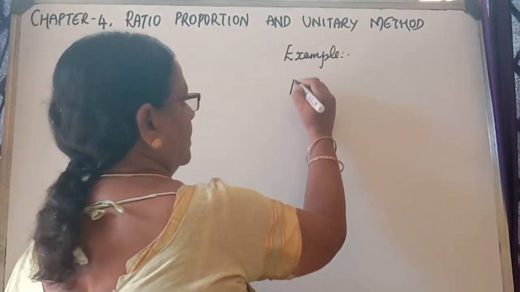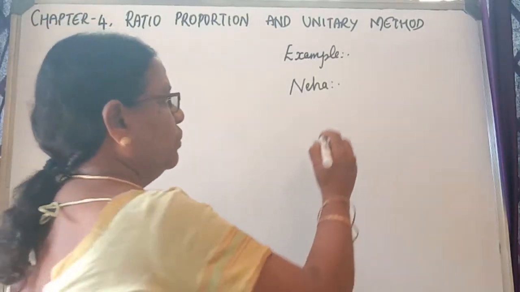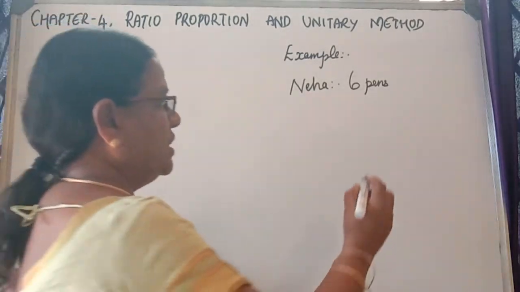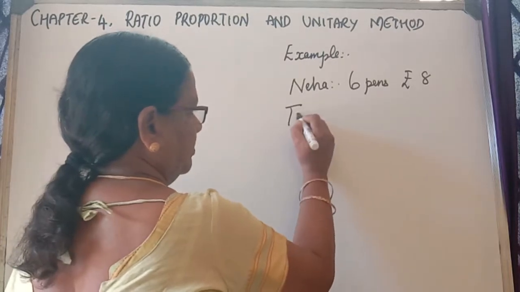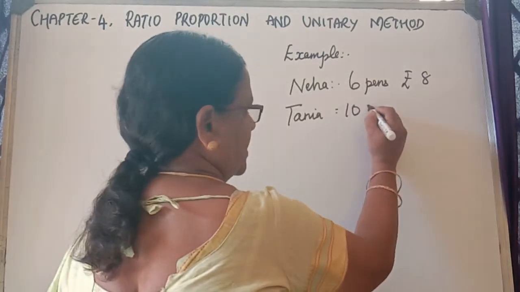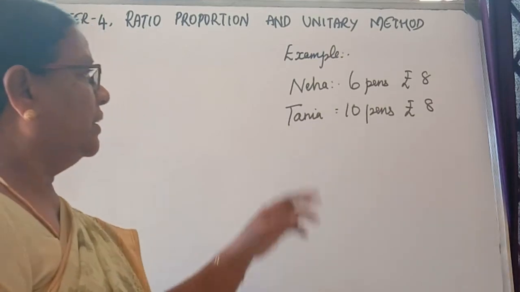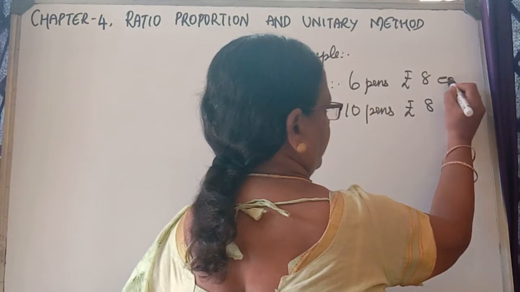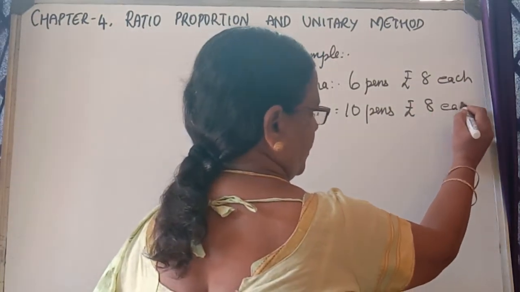Here, Neha wants to purchase pens. She wants to purchase 6 pens. How many pens? 6 pens. Each pen costs 8 rupees. Here, Tanya wants to purchase 10 pens. That also, each pen costs 8 rupees. Neha purchased 6 pens at 8 rupees each. Tanya also purchased 10 pens, at the same 8 rupees each.